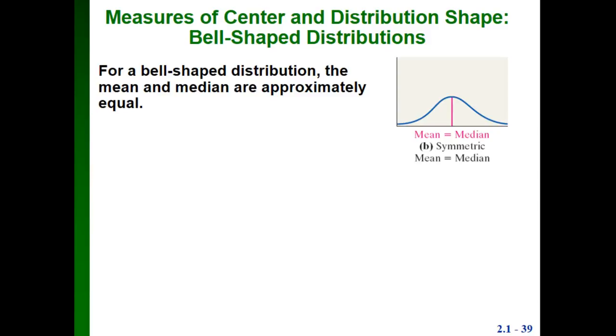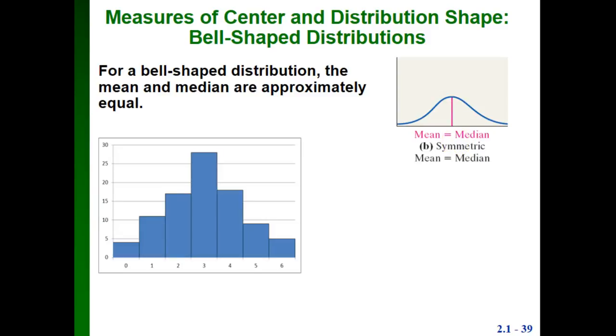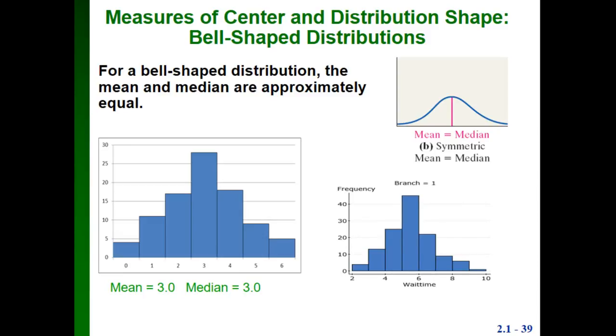Now for a bell-shaped distribution, the mean and the median are going to be approximately equal. So if we have a really bell-shaped distribution, then the mean and the median are going to be in approximately the same spot. So here's a pretty well bell-shaped distribution. And in this one, the mean and the median are actually exactly the same. Here's another distribution that's approximately bell-shaped. And the mean and the median are pretty close together. The mean is 5.52 and the median is 5.54.